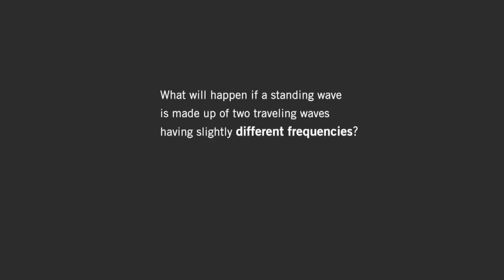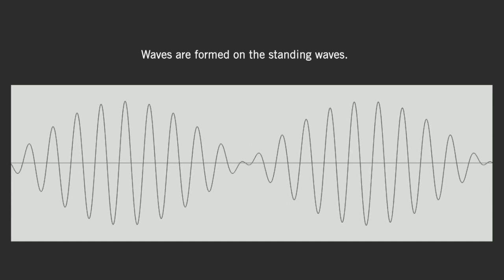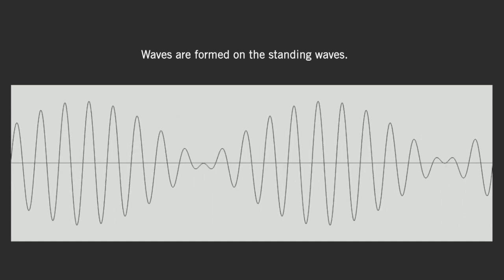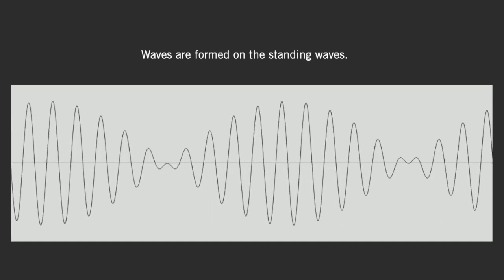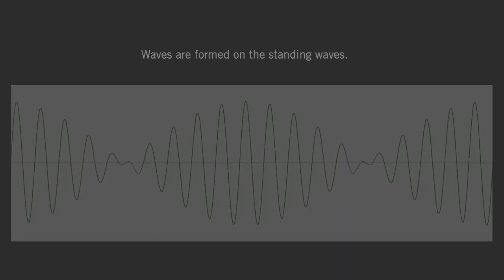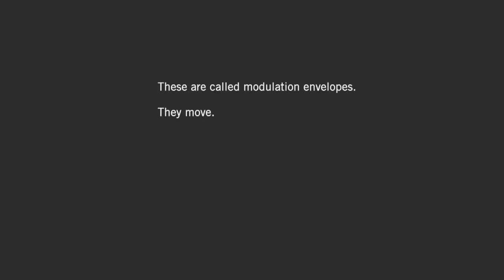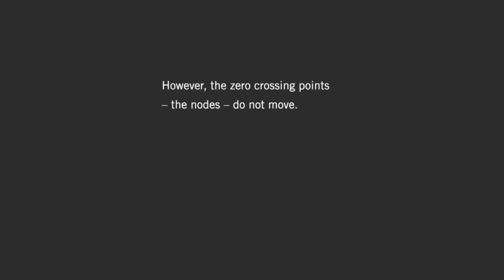What will happen if a standing wave is made up of two traveling waves having slightly different frequencies? Waves are formed on the standing waves. These are called modulation envelopes. They move. However, the zero crossing points, the nodes, do not move.